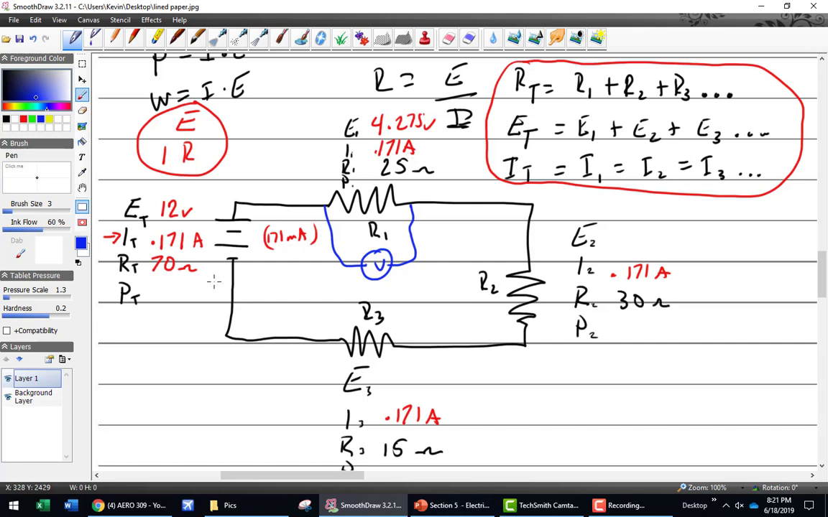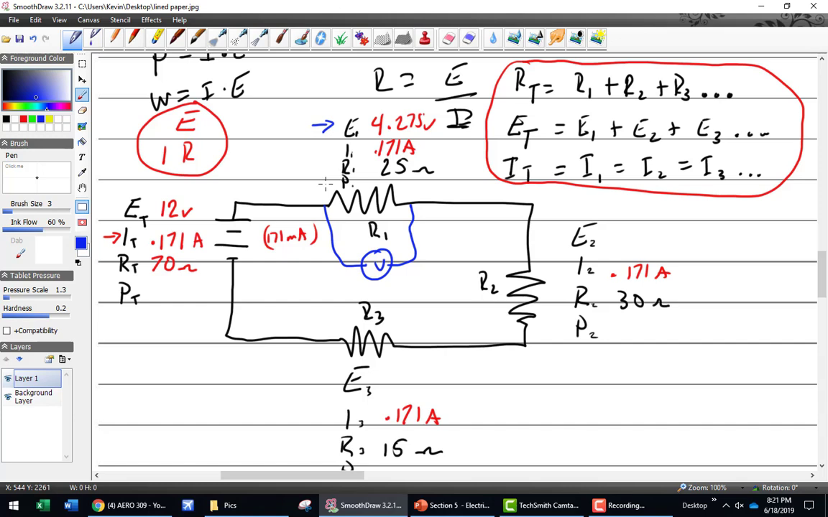How you got the 4.275? Okay, where did I get 4.275? Like the last thing, I times R. Okay, it is I times R. Mathematically that gives me 4.275 volts. What does that mean? That means that if I put a voltmeter across that resistor, it will actually read 4.275 volts. That is a difference of potential from one side of it to the other.